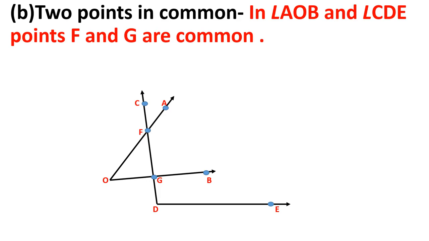ABE, CDE. Now see which 2 points are coming in both the angles. That is points F and G. Points F and G are common in both. They are coming in both the angles. You can see. Just move your finger with the angle. You will see that point F is coming when you are moving your finger to angle AOB. And in CDE also, when you are moving your finger in CDE, it is coming point F and G there also. Then you will understand it properly.